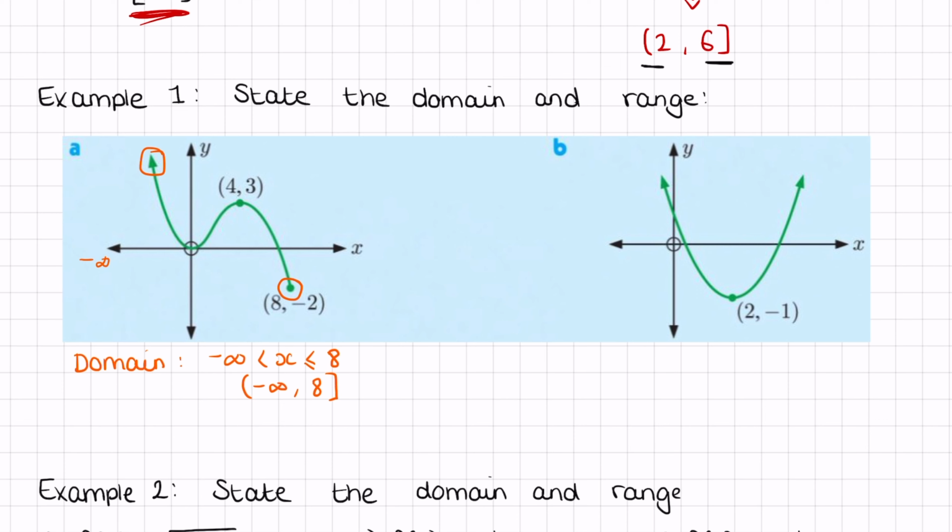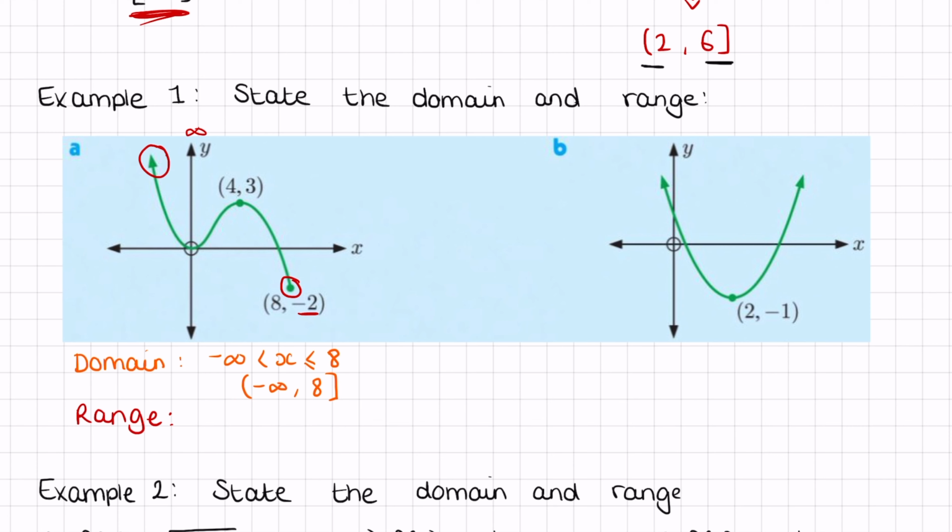Now the range is all possible solutions, so our y values. If we look here, this one, I'm going to circle it in red, is still carrying on up to infinity. So it is going up to the positive infinity at the top. Now the lowest y value is once again down here. The graph doesn't go any lower than that, and that is at negative 2.